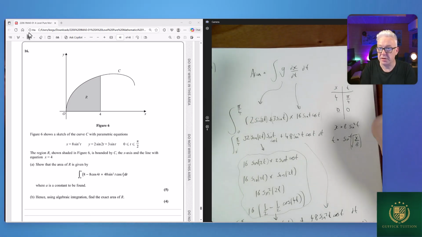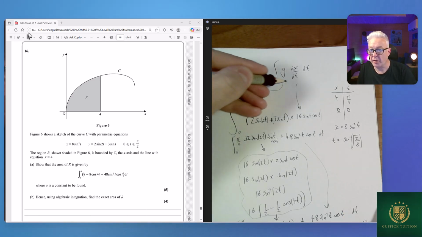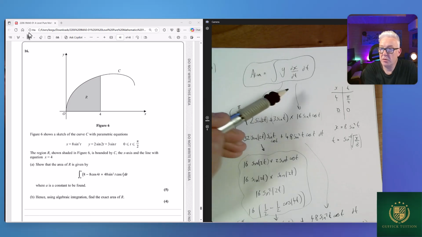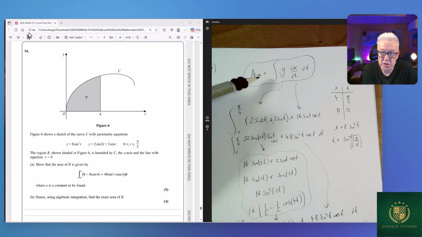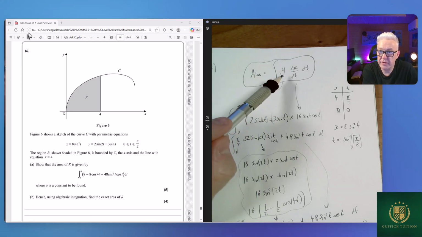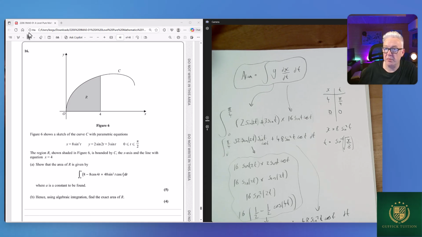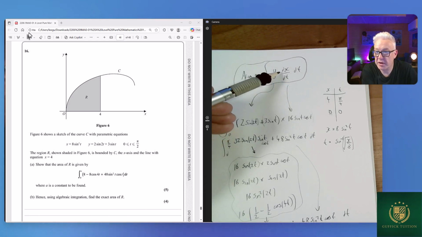Now, I think that this is a super important formula to be aware of and to learn for parametric integration. If you've got parametric equations, the area underneath the curve is given by the integral of y times dx by dt, with respect to t. So this is super important. I can't emphasize that enough.